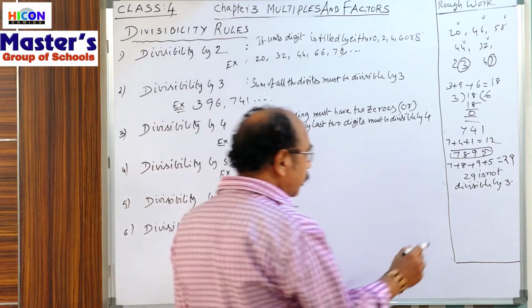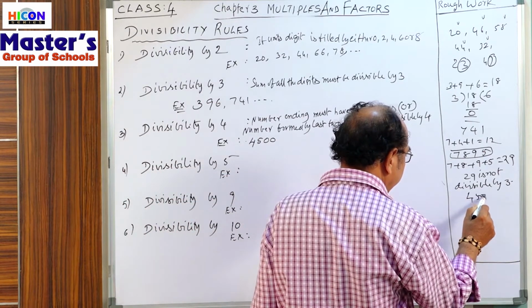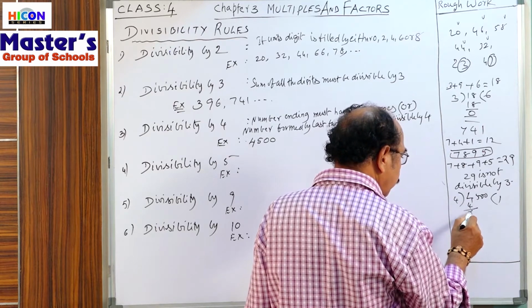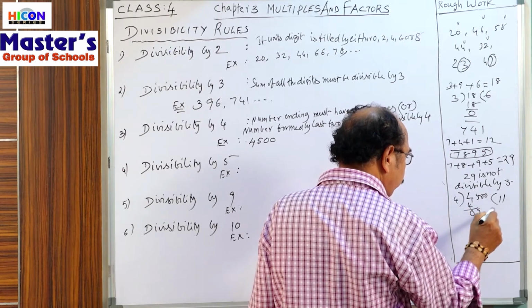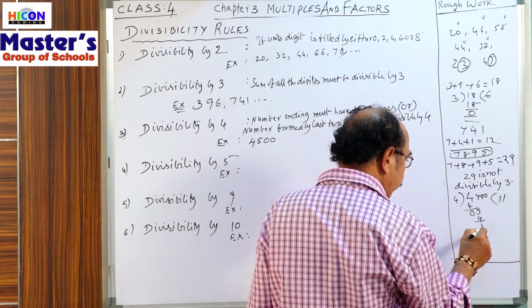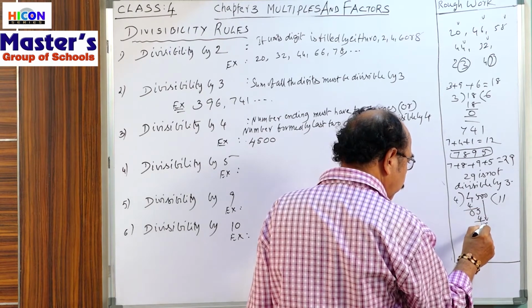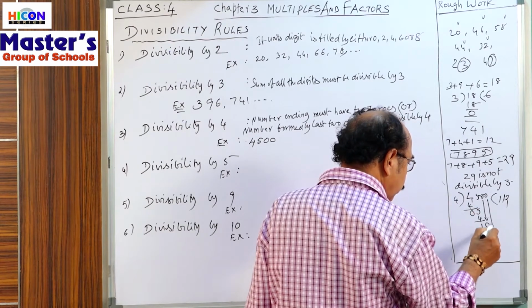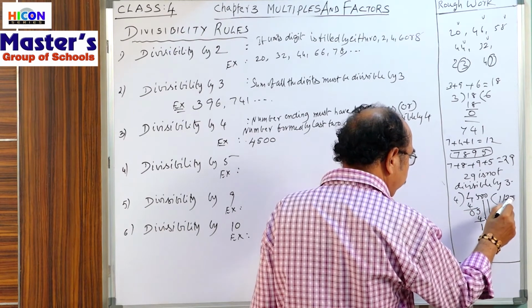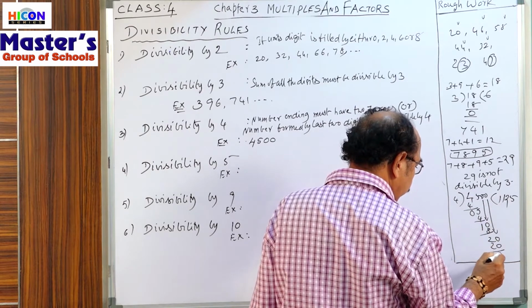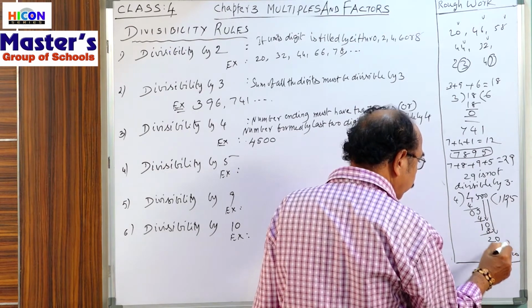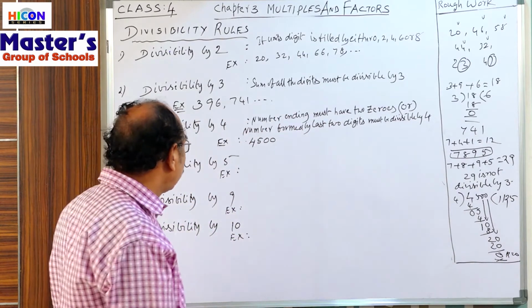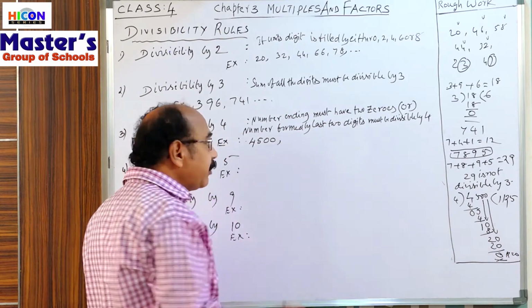Actual division, children: here 4500 divided by 4. 4 ones are 4. 0, here 5 take. 4 ones are 4. 1 remainder. Now bring down 0. 10. 4 twos are 8. 2 remainder. Now bring down 0. 20. 4 fives are 20. Yes, remainder 0. So that number is divisible by 4. So this example we can give.